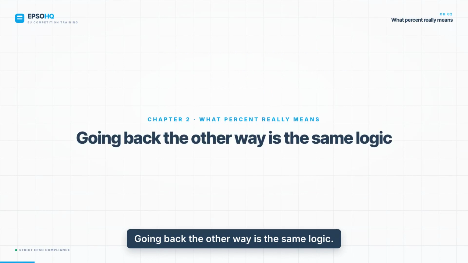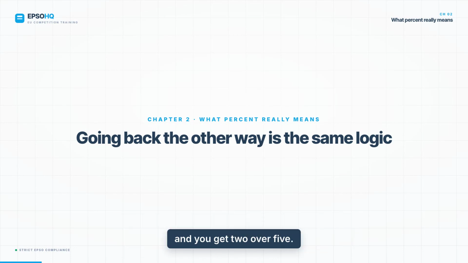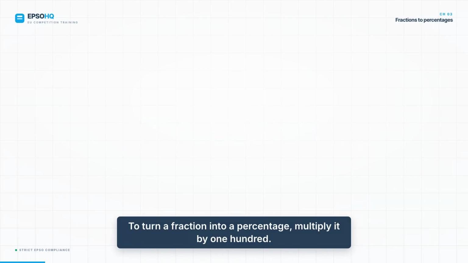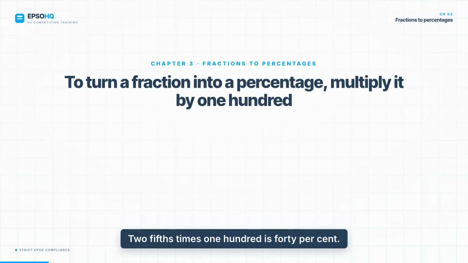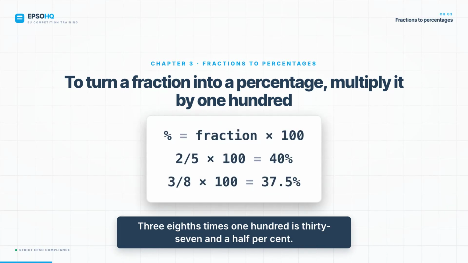Going back the other way is the same logic. 40% rewrites as 40 over 100. Reduce. 40 and 100 share a factor of 20, and you get 2 over 5. Same number, 3 different costumes. To turn a fraction into a percentage, multiply it by 100. 2/5 times 100 is 40%. 3/8 times 100 is 37.5%.